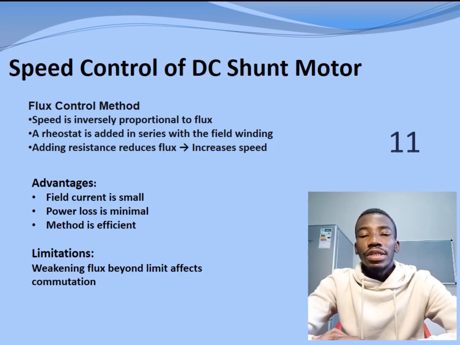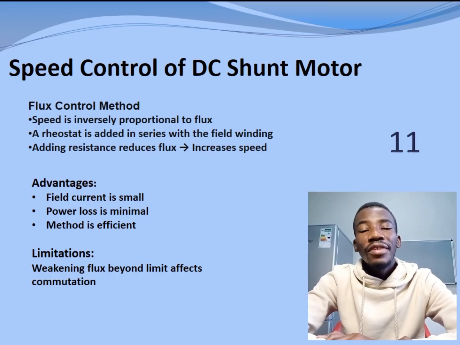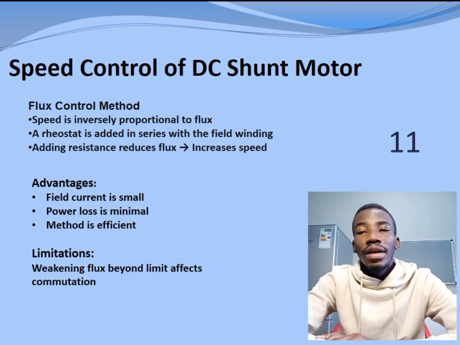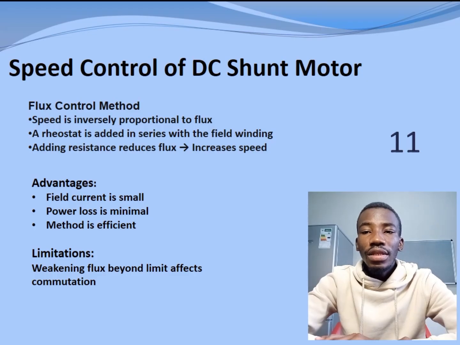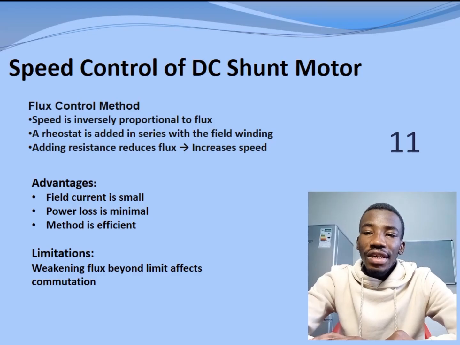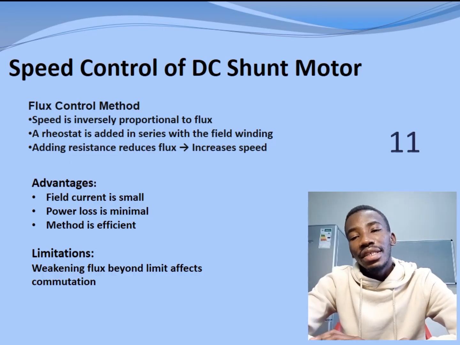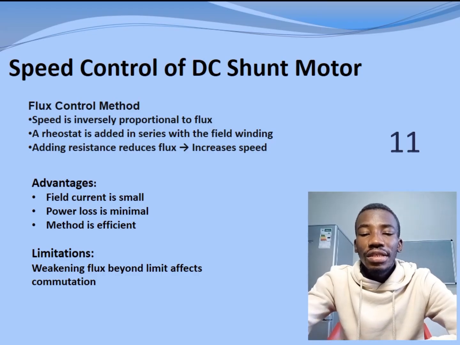Speed control of DC shunt motor. Flux control method. Speed is inversely proportional to flux. A rheostat is added in series with the field windings. Adding resistance reduces flux and also increases speed. Advantages are: field current is small, power loss is minimal, the method is efficient. Here are the limitations: weakening flux beyond a limit affects commutation.